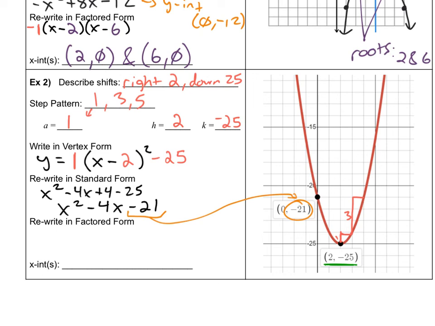Last thing to do is factor. Why are we going to factor? Well, we want factored form to find what? The x-intercepts, the roots. So now we're going to factor this trinomial. That's a basic x squared. So what multiplies to negative 21 and adds to negative 4? 7 and 3. But which one's negative? Negative 7. x minus 7 times x plus 3. That does factor correctly because that would add up to negative 4 in the middle.